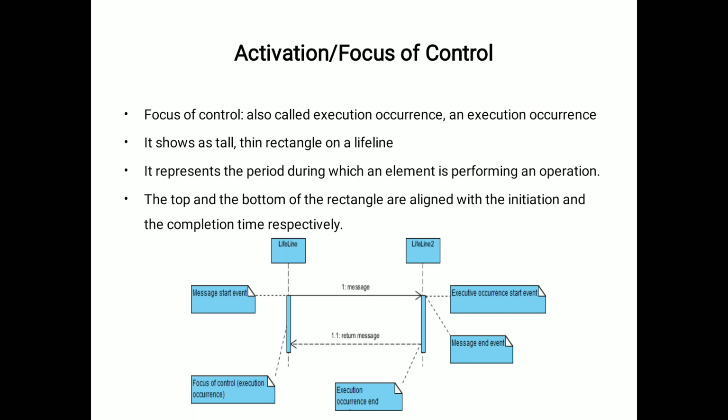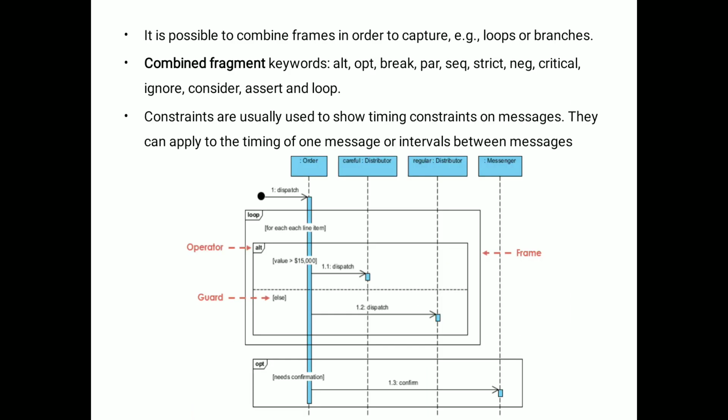Now these are some of the operators: alt, opt, par, loop, region, neg, ref, sd, and for that the fragment types are shown. You can see here it is possible to combine frames in order to capture loops or branches. Combined fragment keywords alt, opt, break, par, seq, strict, neg, critical, ignore, consider, assert and loop can be used. Constraints are usually used to show timing constraints on messages. They can apply to the timing of one message or intervals between messages.